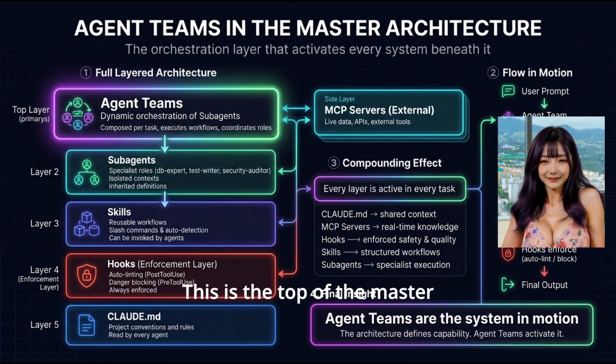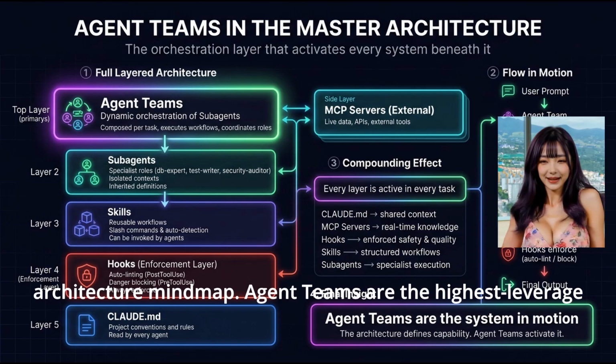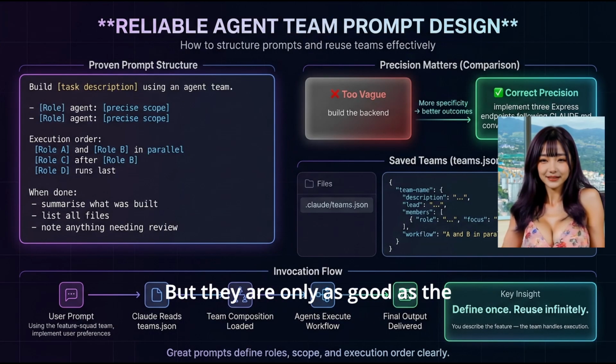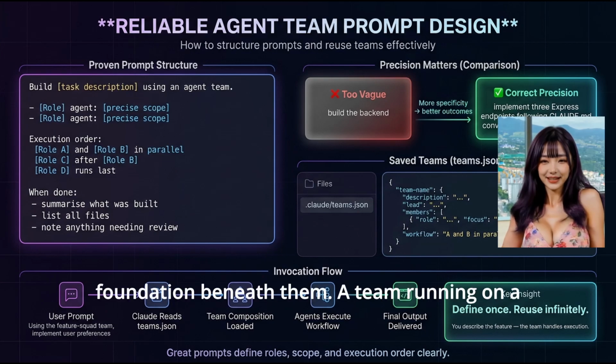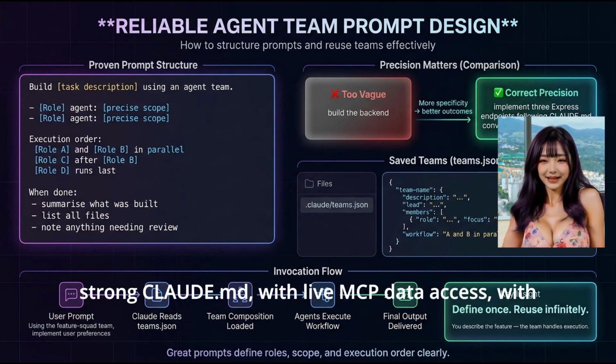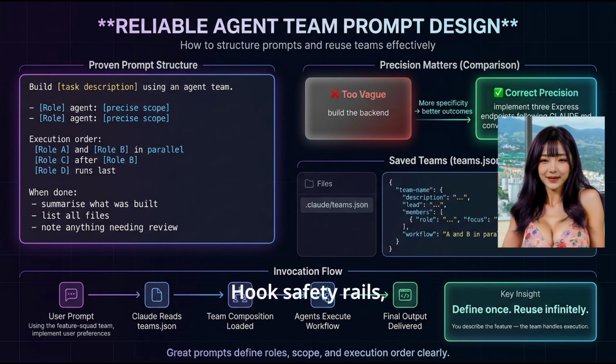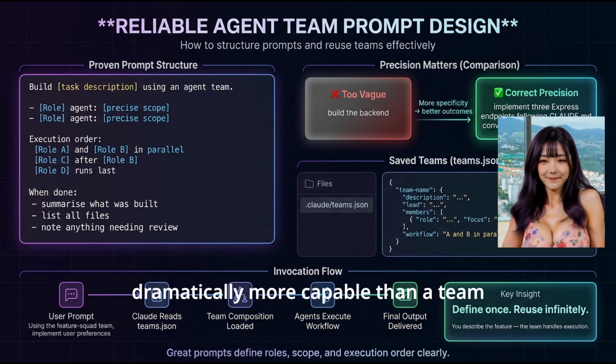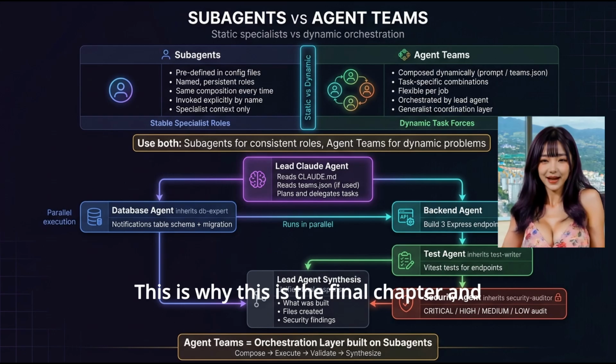This is the top of the master architecture mind map. Agent teams are the highest leverage feature in Claude Code, but they are only as good as the foundation beneath them. A team running on a strong CLAUDE.md, with live MCP data access, with hook safety rails, with skill workflows for consistent subtasks, and with well-defined sub-agent specialists is dramatically more capable than a team running on none of that. The 7 chapters compound. This is why this is the final chapter and not the first.